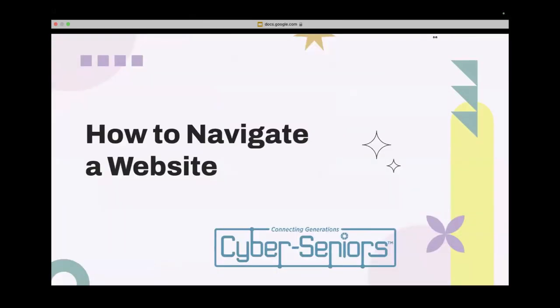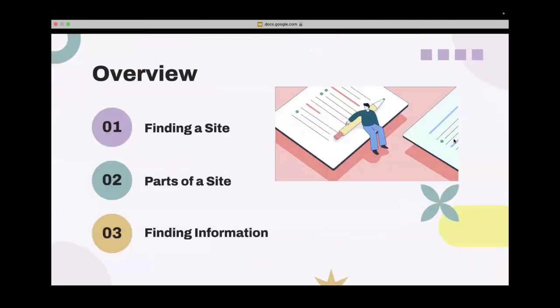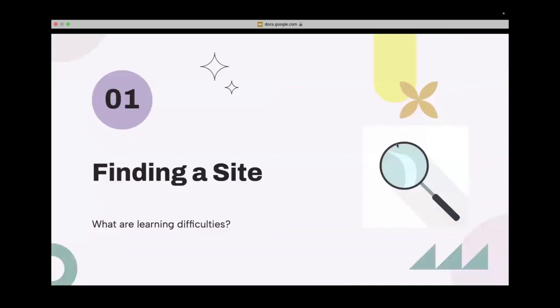Yeah, so as Summer mentioned, this is all about how to navigate a website, which I'm sure all of you already know how to do, but this is just some tips on how to make it more effective. As an intro, websites are used for many things, like information, marketing and sales, education, entertainment, you name it. But proper use is essential in modern times. So today we're going to be talking about finding the site, parts of different sites, and finding information.